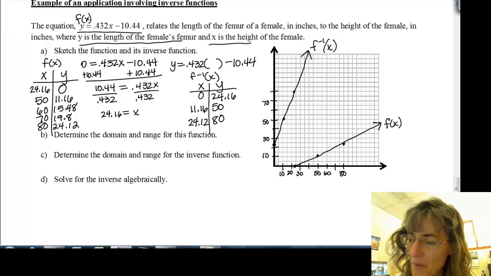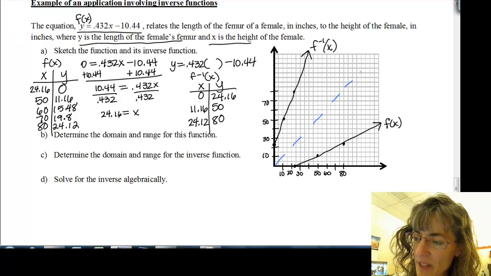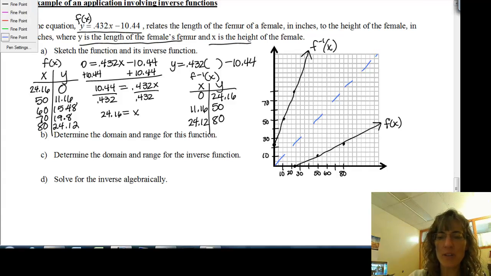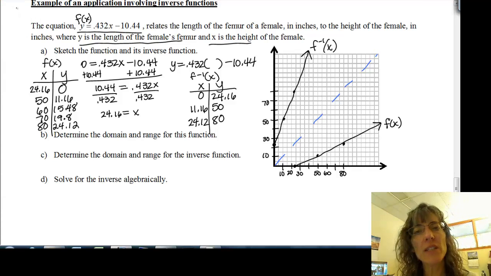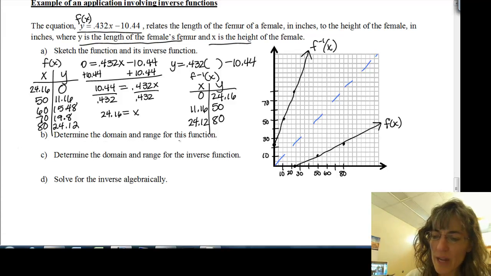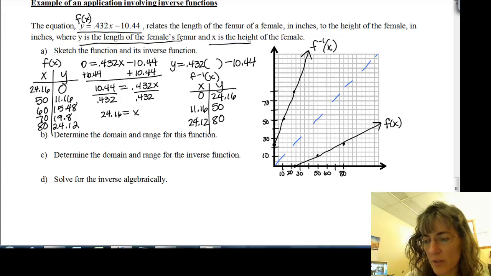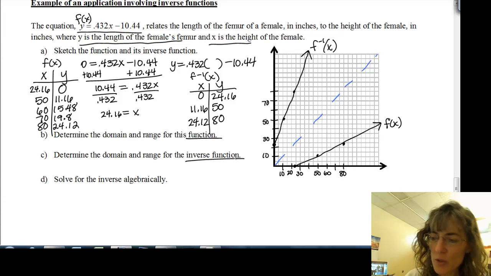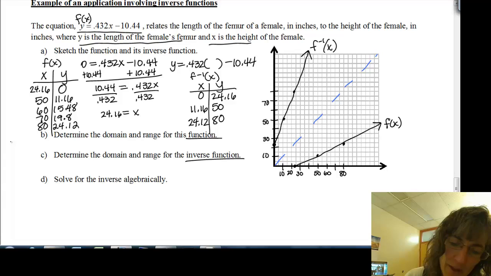And do those look like inverses? Remember, we've been checking that. If I reflected them across this line, would it look like they were reflected? And it really does, so we're good. Now, determine the domain and the range for the function. So we're talking about the function here, and then we'll talk about the inverse function.